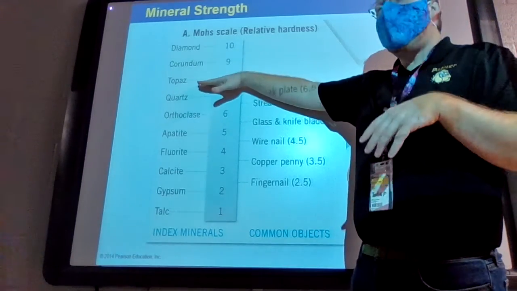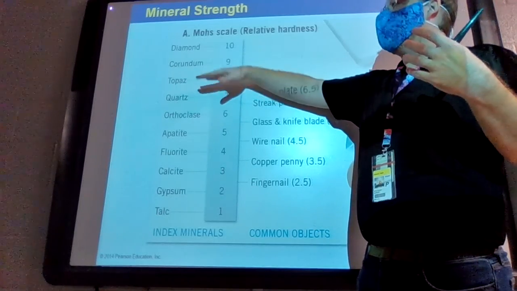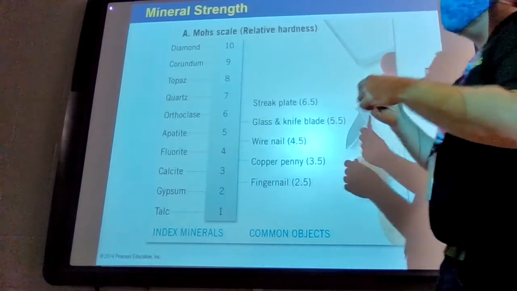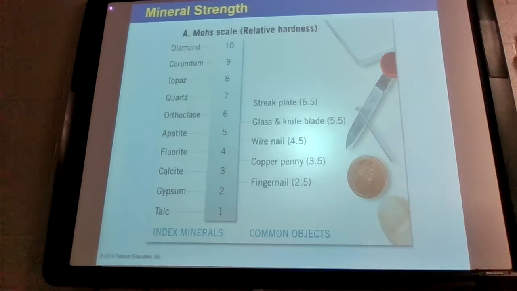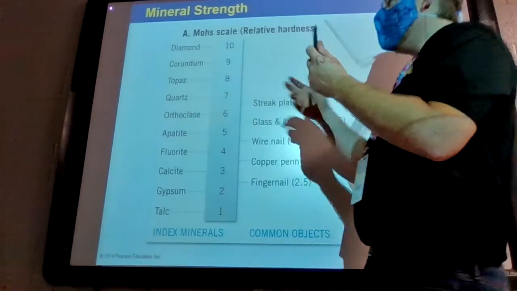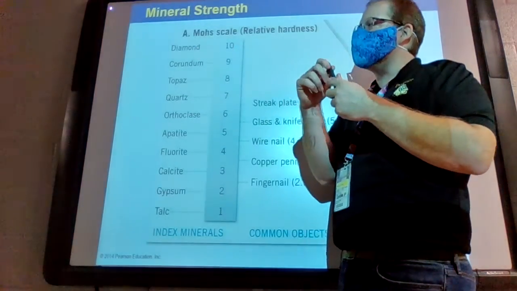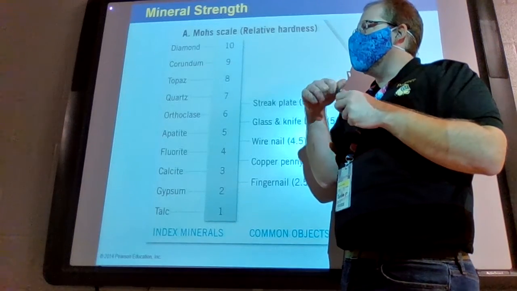You get up into topaz, which is a gemstone. Corundum, which somebody looked up for me earlier, which is rubies, and I don't remember the other one. But it's another really expensive, well-used gemstone. And then obviously diamond at 10 is one of the hardest natural minerals.